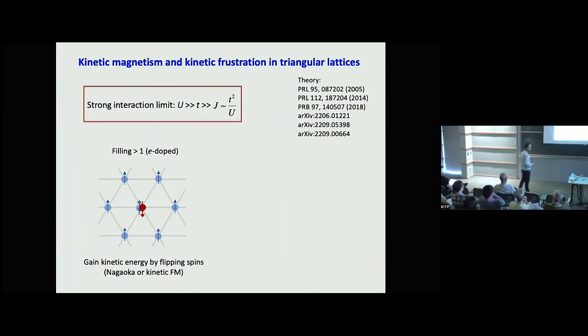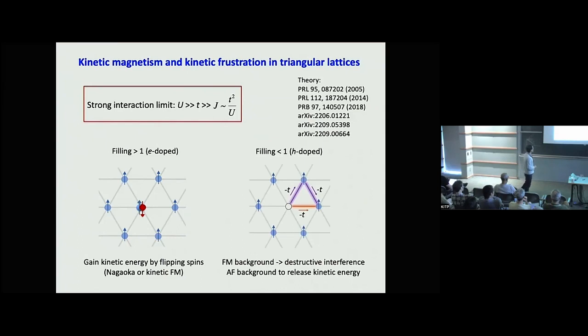So it's very easy to flip many of the spins and get more hopping for this added electron in the system. So it turns into a ferromagnet, and it's actually a very well-known phenomenon known as kinetic ferromagnetism or Nagaoka ferromagnetism in this case. But there's something actually quite special about the triangular lattice.